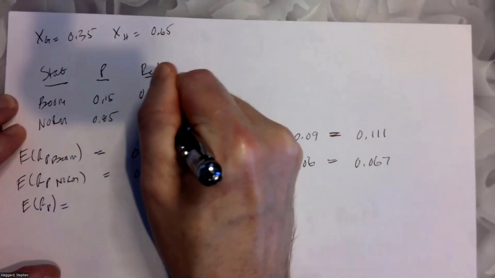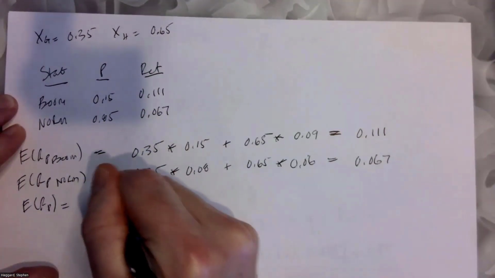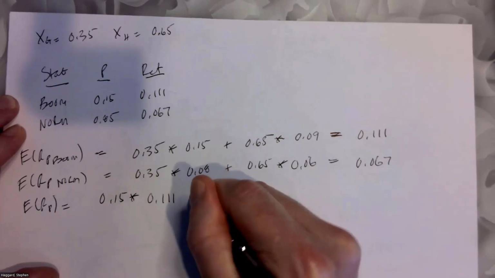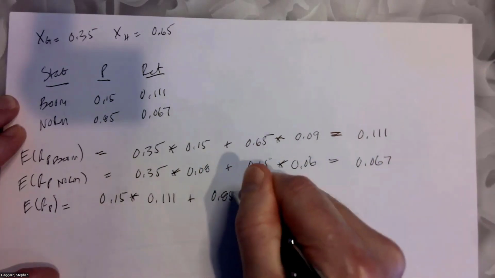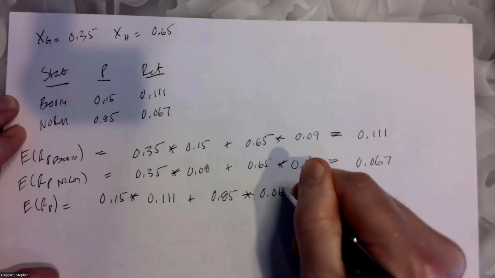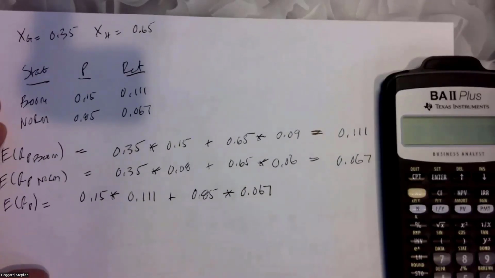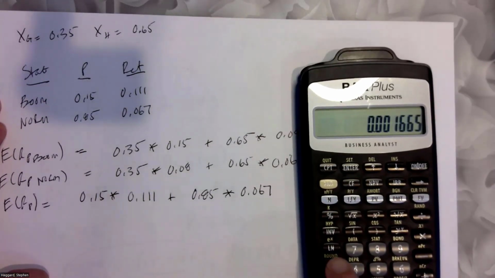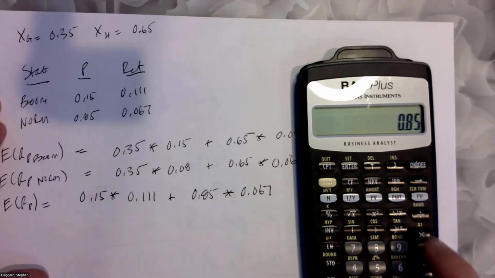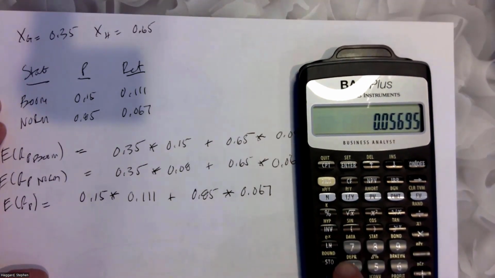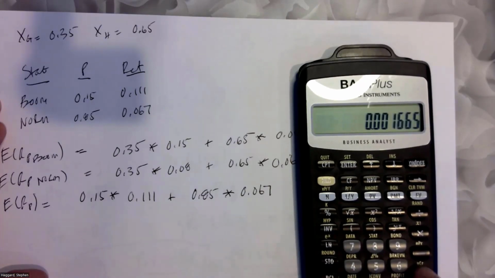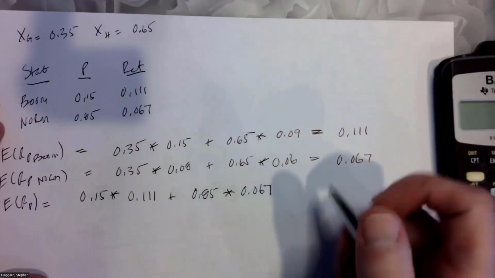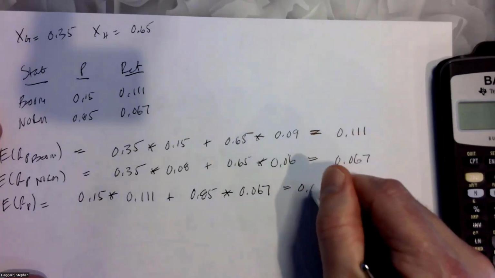By multiplying with the probability of the state. So we've got 0.15 times 0.111 plus 0.85 times 0.067. So I'm going to say 0.15 times 0.111 equals store 1. 0.85 times 0.067 equals store 2. Recall 1 plus recall 2 equals. I'm getting 0.058615. Does that sound right?